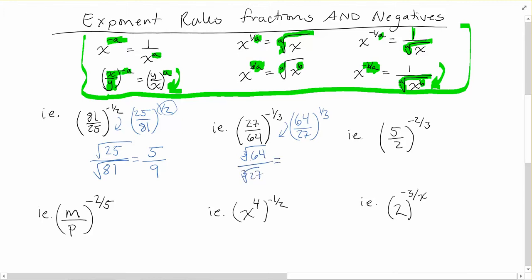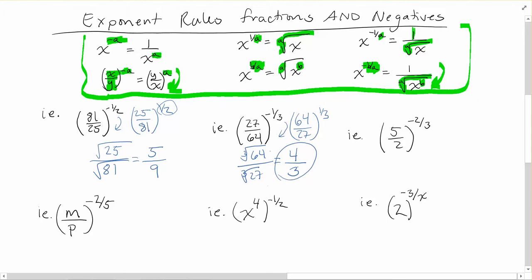Well, what times itself 3 times gets it to 64? 4 times 4 is 16, times 4 is 64. So I've got 4 there, and on the bottom, 3 times 3 is 9, times 3 is 27. So I have 3 on the bottom, and there's my final answer.